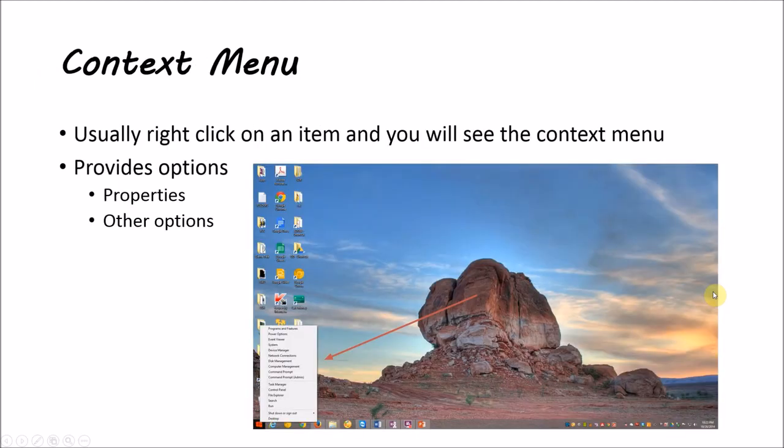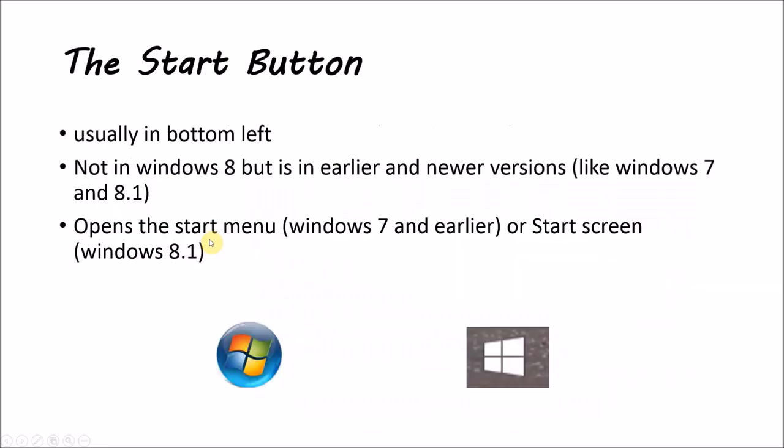A context menu: usually you right-click on an item and you will see the context menu. So this guy right here, I right-clicked on the start button and this menu appeared. And it usually provides options like properties or other options. The start button is usually in the bottom left, at least it comes default that way, except for in Windows 8. It is in earlier and newer versions, however. And keep in mind that the start button opens the start menu for Windows 7 and earlier, or a start screen for Windows 8.1.